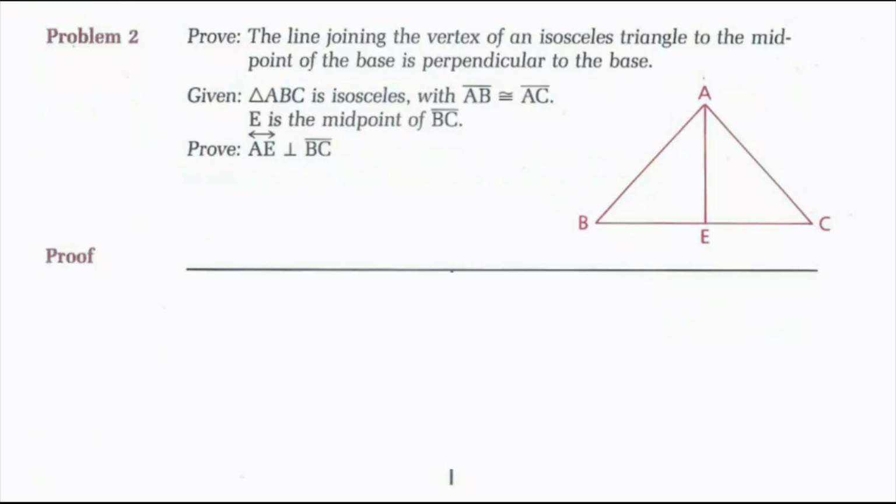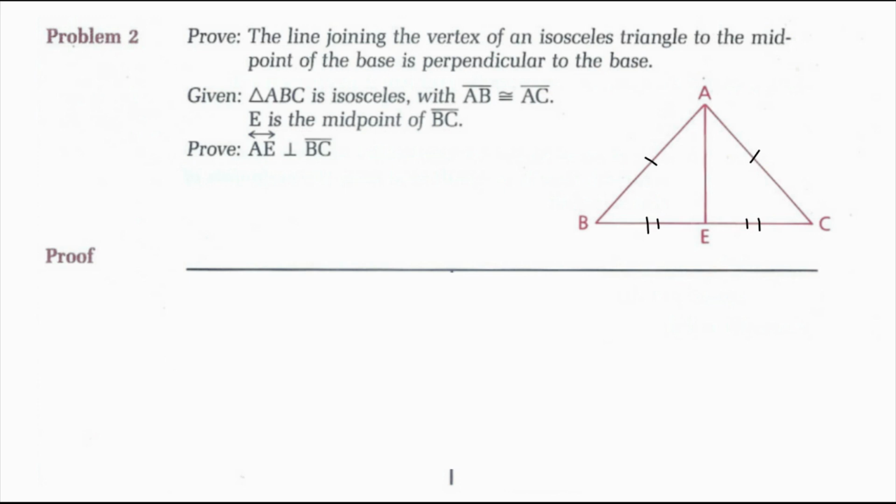Looking at problem 2, I want to prove that the line joining the vertex of an isosceles triangle to the midpoint of the base is perpendicular to the base. So in my diagram, that's line AE. I'm given that triangle ABC is isosceles, with line segment AB congruent to line segment AC, and E is the midpoint of line segment BC, which would tell me BE is congruent to EC. I want to prove that line AE is perpendicular to line segment BC. Looking at my diagram, I've shown that points A and E are equidistant from points B and C. Therefore, AE would be the perpendicular bisector of line segment BC, making line AE perpendicular to that segment.